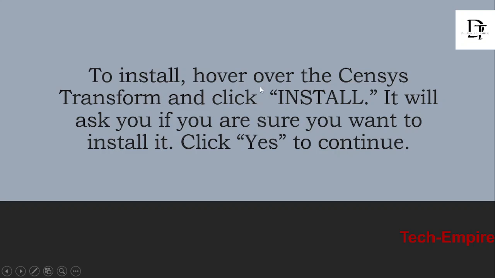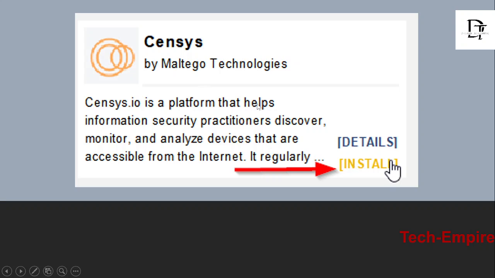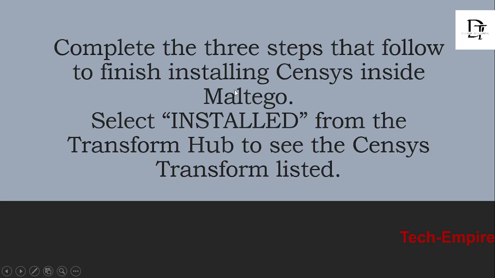Now to install the Sense System transform, click install. If it asks you for whatever install, just click yes. Everything is just yes, continuously like that. So you click on install and you are good. Now complete the three steps that follow to finish the installation. Then select installed from the transform hub to see the Sense System listed. After you have installed it, you click on installed. It will show you those things that have been installed.